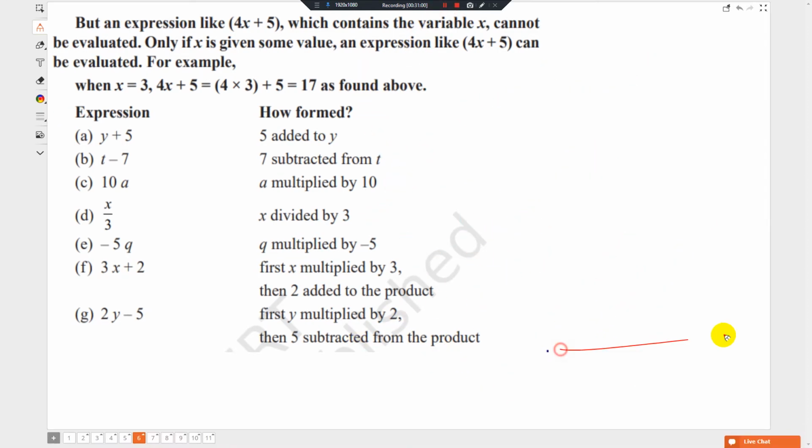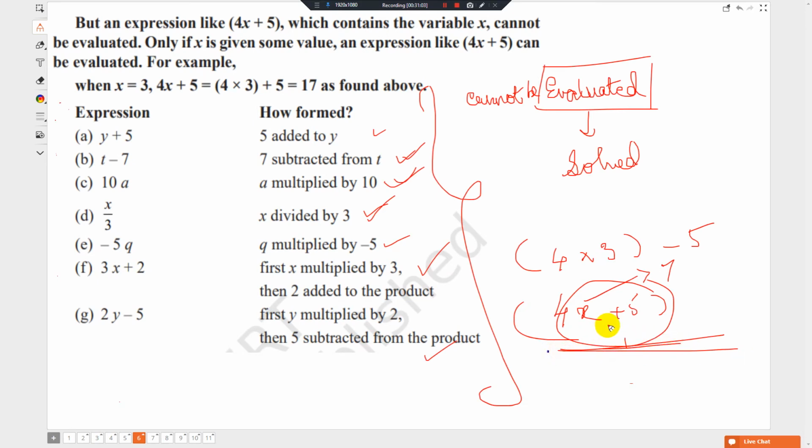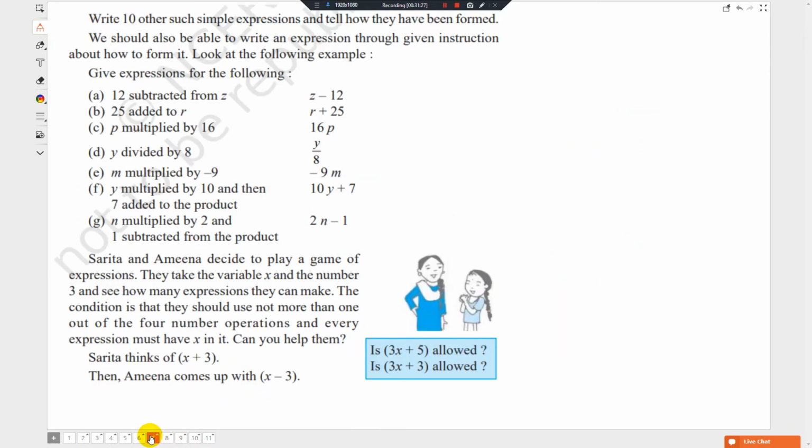So we have now, right, 4x plus 5. That we all know. That is also an expression. Think of this, again one expression. Think of this, same problem, similar problem here. The variable is also same, but the constants are not same, right? That's why. Now see here. Write 10 other such expressions.